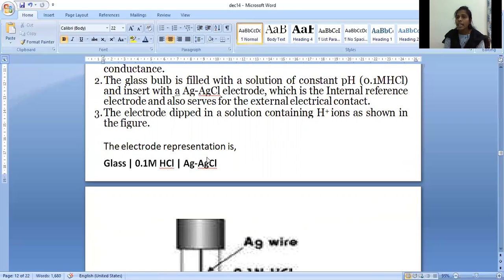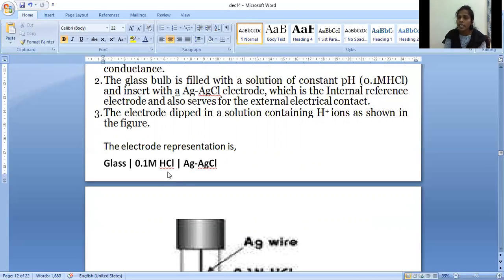Yes, so it is acting as the reference electrode, and the other electrode is nothing but the unknown electrode. So what is meant by the unknown electrode? The electrode whose potential is to be calculated, or whose electrode potential is unknown. So we are finding the electrode potential of the unknown electrode by using the reference electrode. Here the glass electrode is one of the reference electrodes used to find the electrode potential of the unknown electrode.